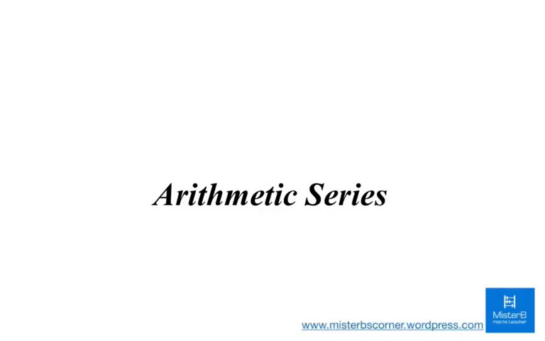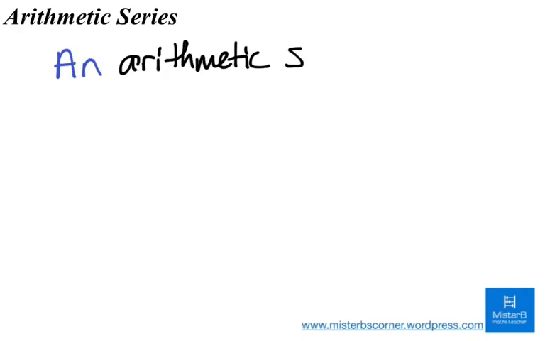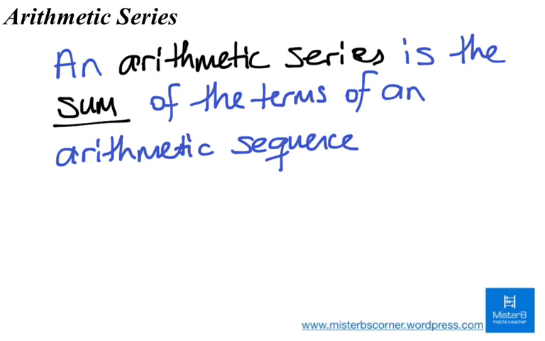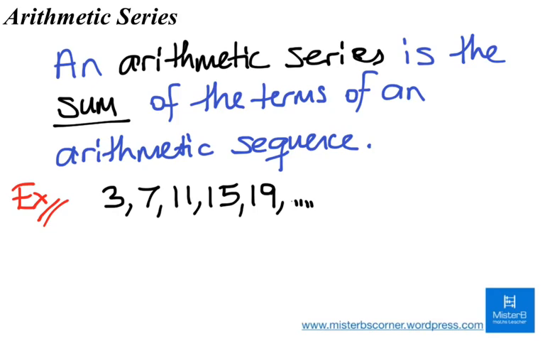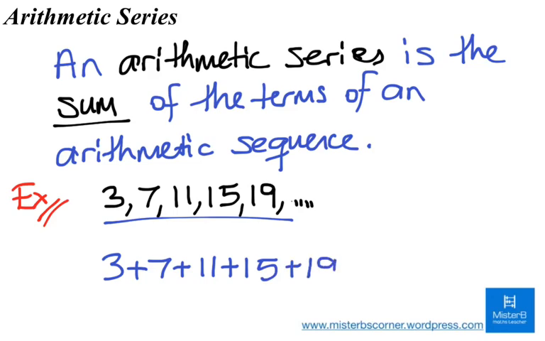In this video we are going to work on arithmetic series. An arithmetic series is the sum of the terms of an arithmetic sequence. So basically, if we have an arithmetic sequence like this one, we're talking about 3 plus 7 plus 11 plus 15 plus 19 plus and so on.